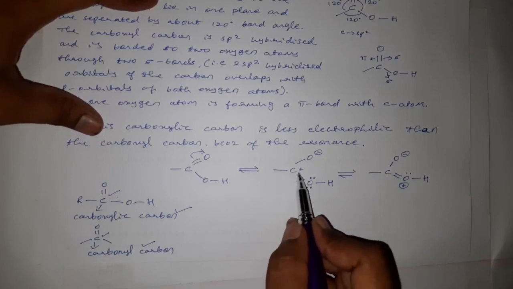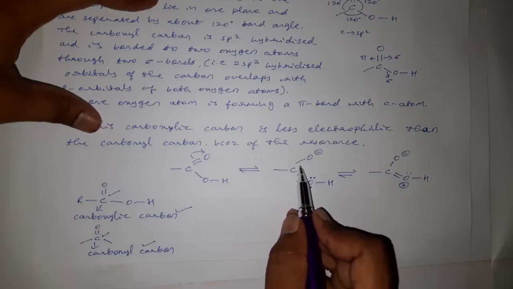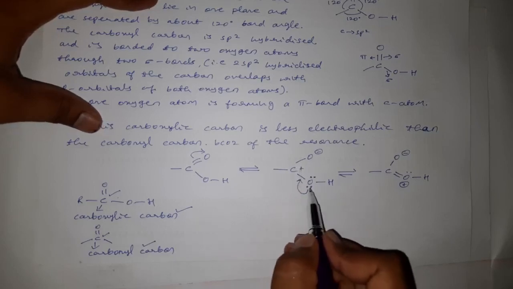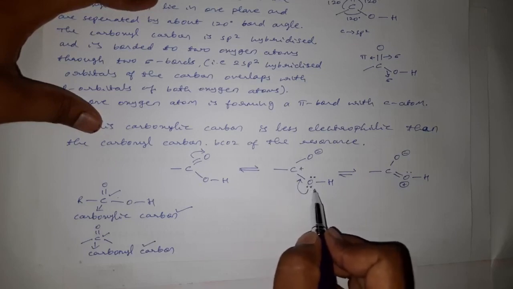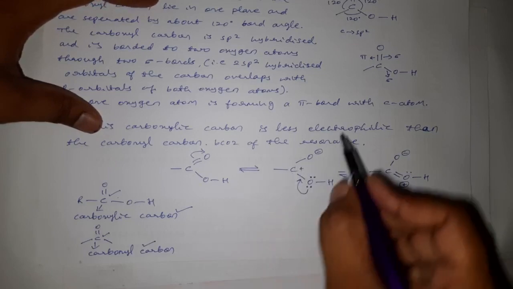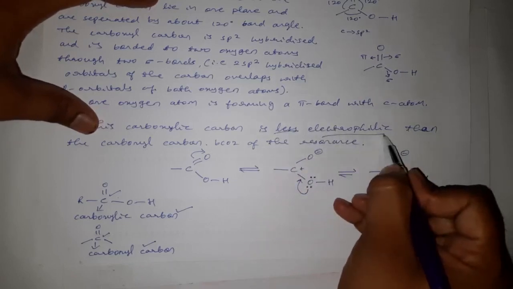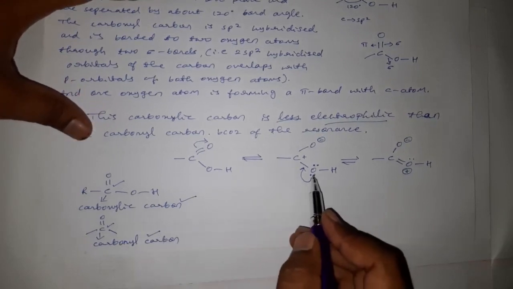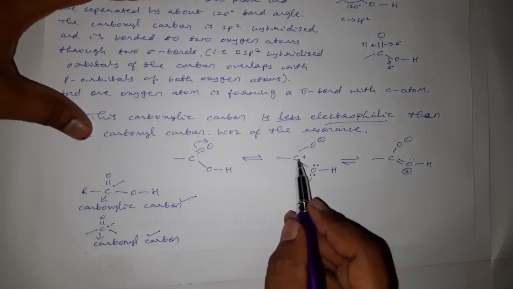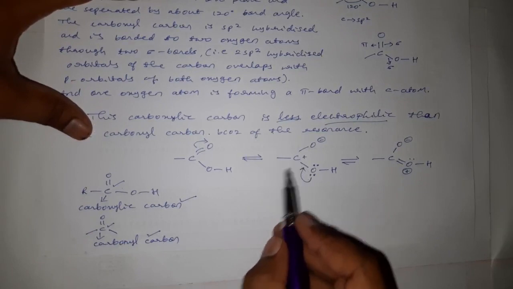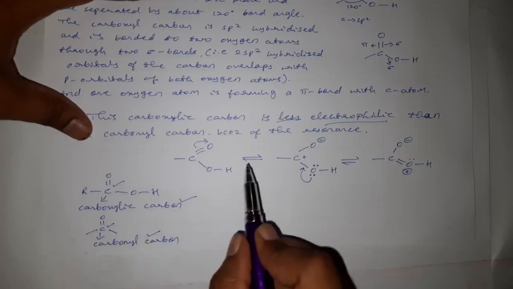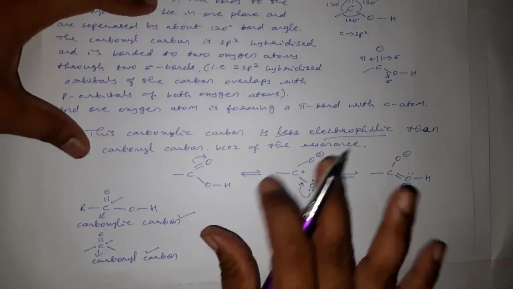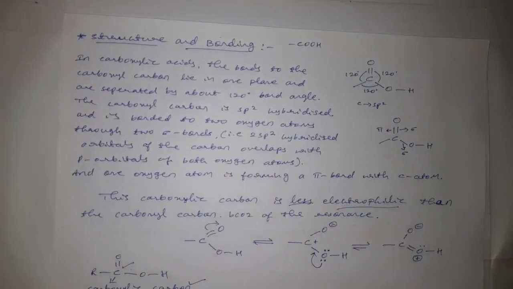Here the formed carbocation can be stabilized easily by the resonance. Therefore it is less electrophilic, meaning it has less affinity for the electron rich species because it is already getting electron density by the resonance. Therefore it acts as a less electrophilic center as compared to the carbonyl carbon. But in the case of carbonyl carbon, no factors are there to stabilize the formed carbocation. Therefore it is more electropositive as compared to this carboxylic carbon. This is all about the structure and bonding present in the carboxyl group. Thank you.